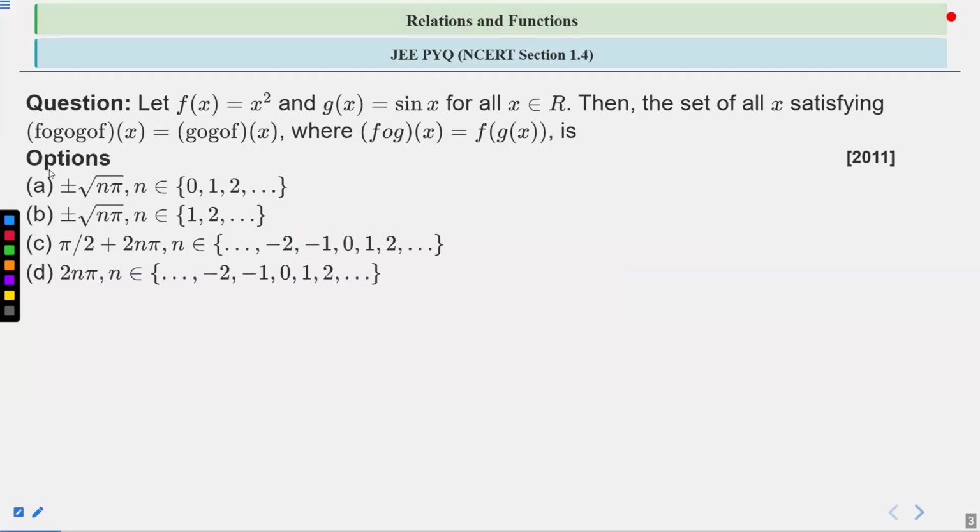So let's start with question number one. First question, which says, let f(x) be a function, f(x) is equal to x square and g(x) is equal to sine x, and for all x belongs to real, then the set of all x satisfying fogof(x) is equal to gogof(x), where fog(x) is equal to f of g(x), right?